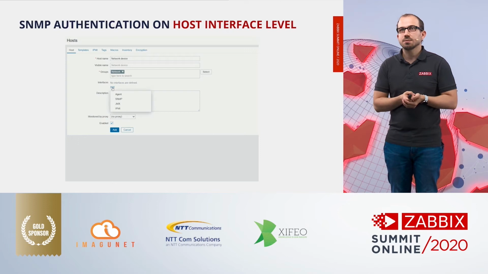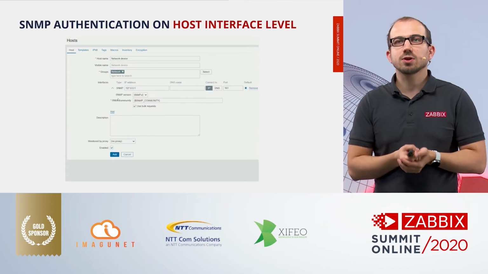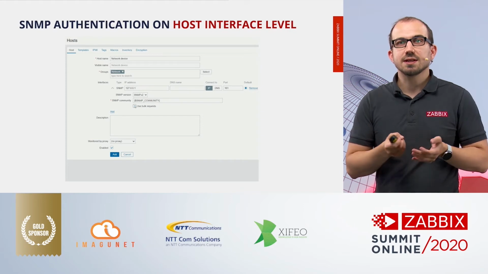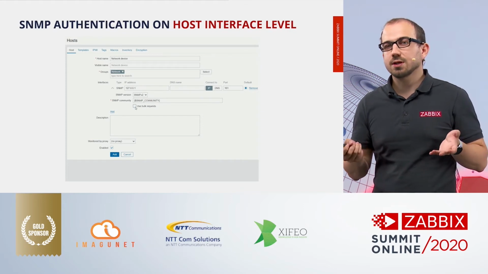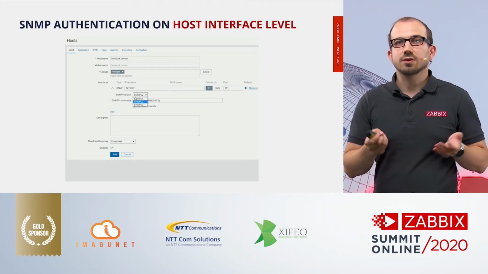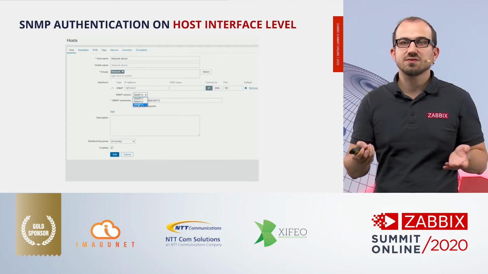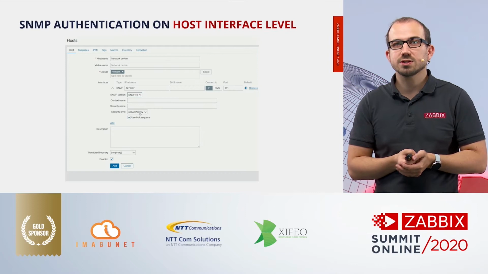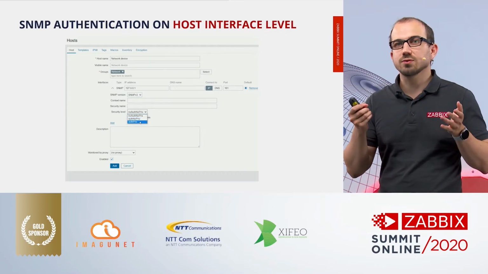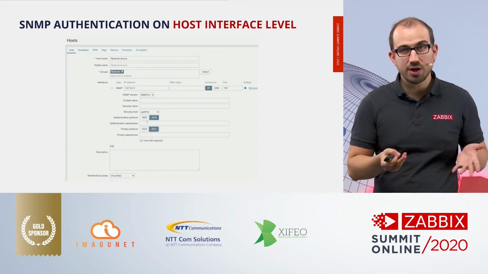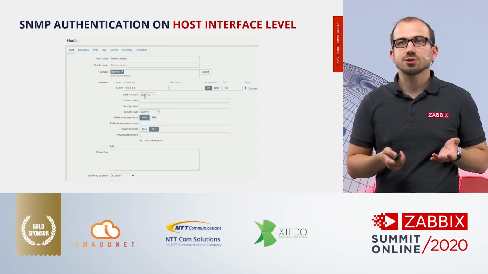Well, now it's a bit different. And now you can define SNMP authentication directly on the host interface level. Simply by clicking on Add SNMP interface, you can select use bulk request or not. You can, of course, select what specific protocol version you will be using, starting with 1, finishing with 3, and of course, including 2. And if we're talking about SNMP version 3, well, all the encryption options are there.